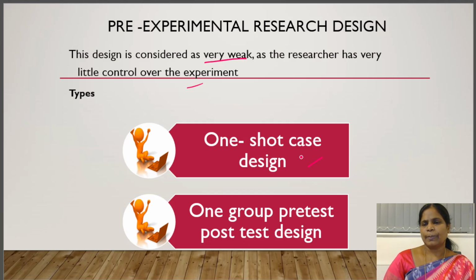So just to give you an idea of what we have discussed. One group pre-test post-test design, that means what? Only one group is there. On that group we are doing pre-test and post-test. There is no control group. That itself gives you an answer, isn't it?